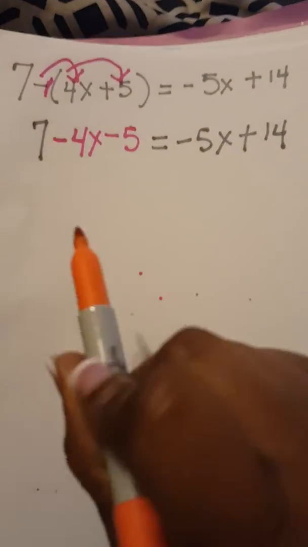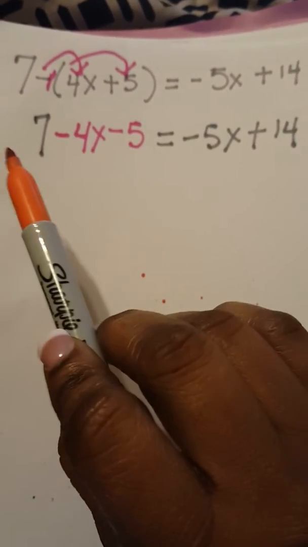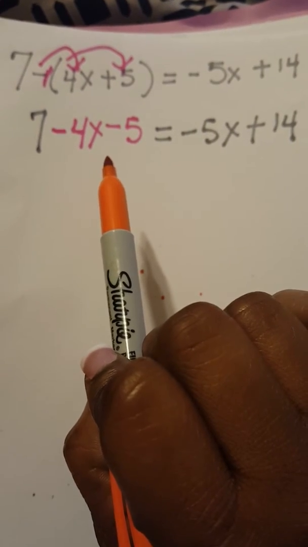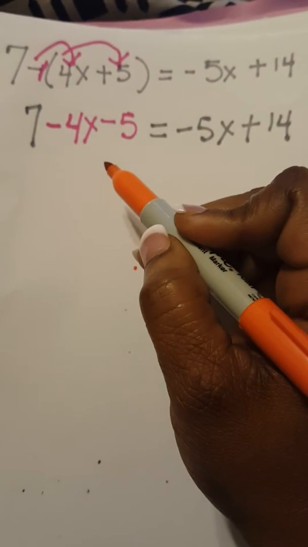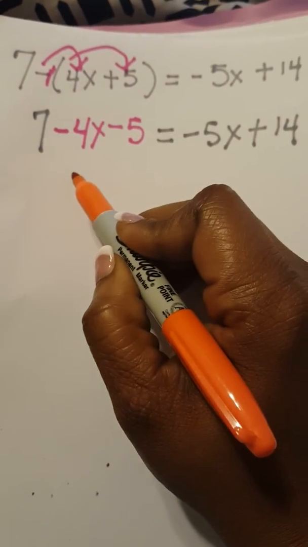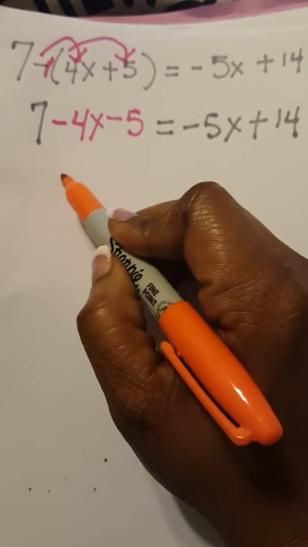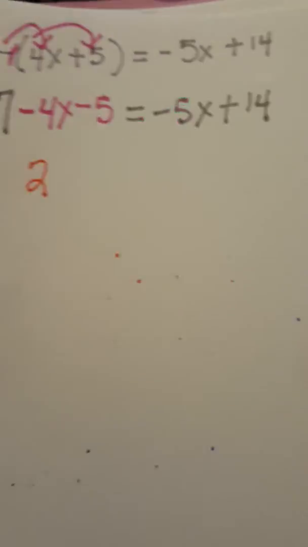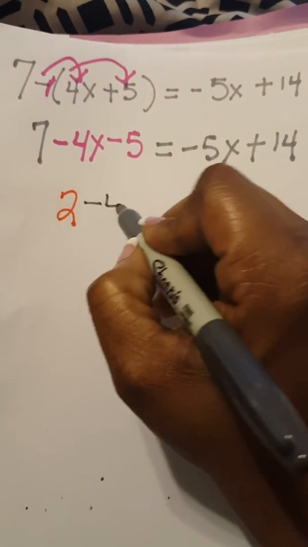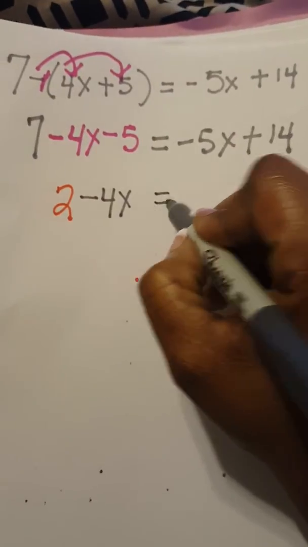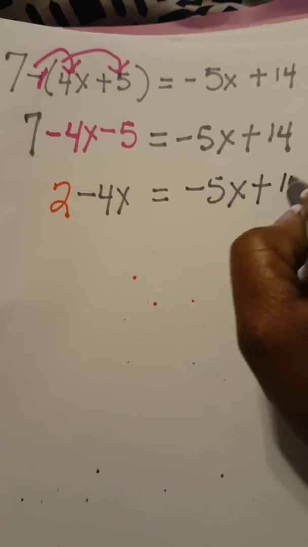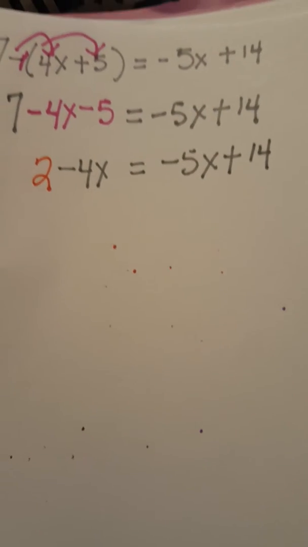Okay, let's look at this side right here and clean that up a little bit. What do I mean by clean up? Because I have two numbers here, a +7 and a -5, I can rewrite that number. So now I know I have 7 minus 5, which is 2. And I'll just go ahead and rewrite everything that I haven't used so far. So -4x equals -5x plus 14. All right.